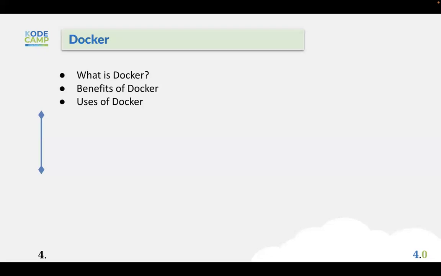So Docker simplifies the development process by ensuring consistent environments for development, testing, and deployment. We have also easier deployment. Docker containers are portable and self-contained, making them easy to deploy across different environments. We also have scalability. You can easily scale your applications by adding or removing containers as needed.